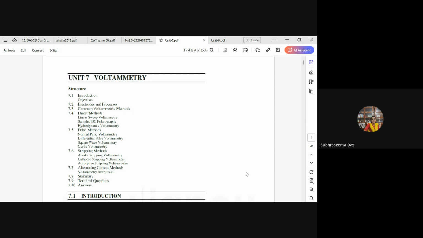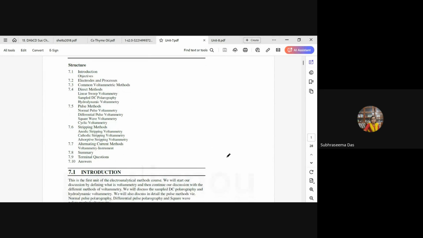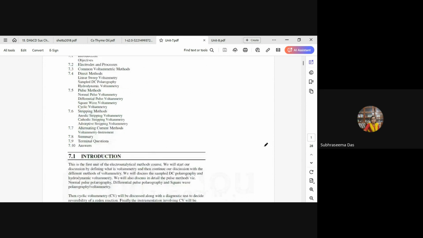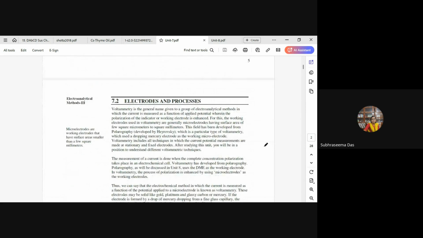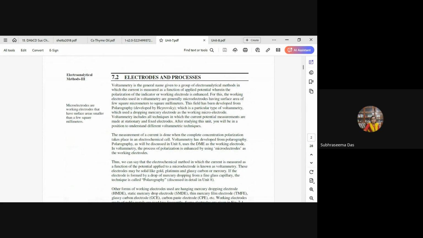Good evening. Today we'll start with a new unit, and that is about voltammetry. In this unit, we will be talking about different types of voltammetry and the various methods and their potential uses. First, we'll begin with the basic definition of voltammetry. Voltammetry is the general name of an electroanalytical method where the current is measured as a function of the potential that is applied to it.